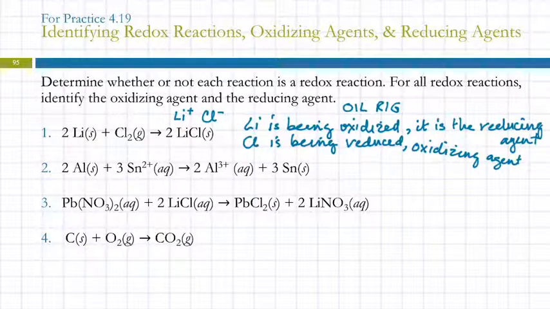So let's look at the second one. Is that a redox reaction? Are electrons being transferred? Yeah. Here we have an aluminum atom and an aluminum ion. Here we have a tin ion and a tin atom. It is a redox reaction. We're supposed to identify the agents. Let's first look at who's getting oxidized. Oxidation is loss of electrons.